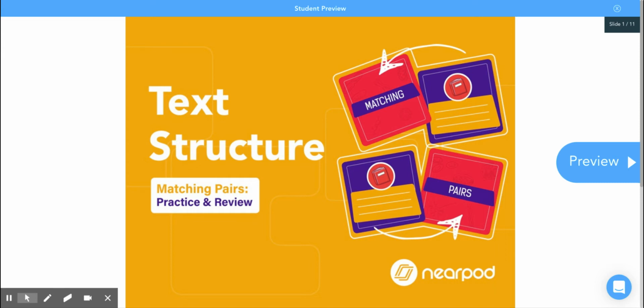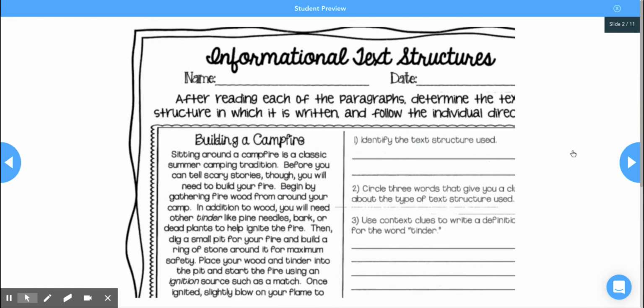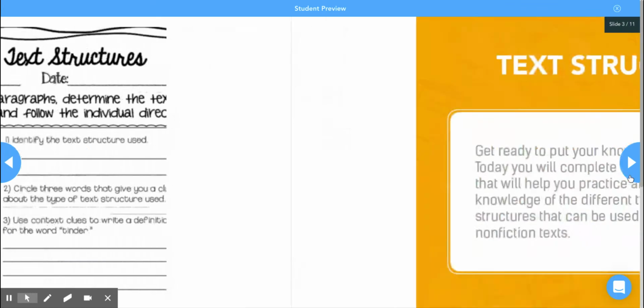So today we're just going to talk briefly about text structure and just refresh our brains on what it is. In your packets, this is the page or the several pages that go with it. It's all about building a campfire and what goes into the different sections of it. So if you take a look, they're asking you to identify the text structure that's used in the short passage, and then circle 3 words that gave you a clue. And then this particular question asks you to write the definition for one of those words, okay?